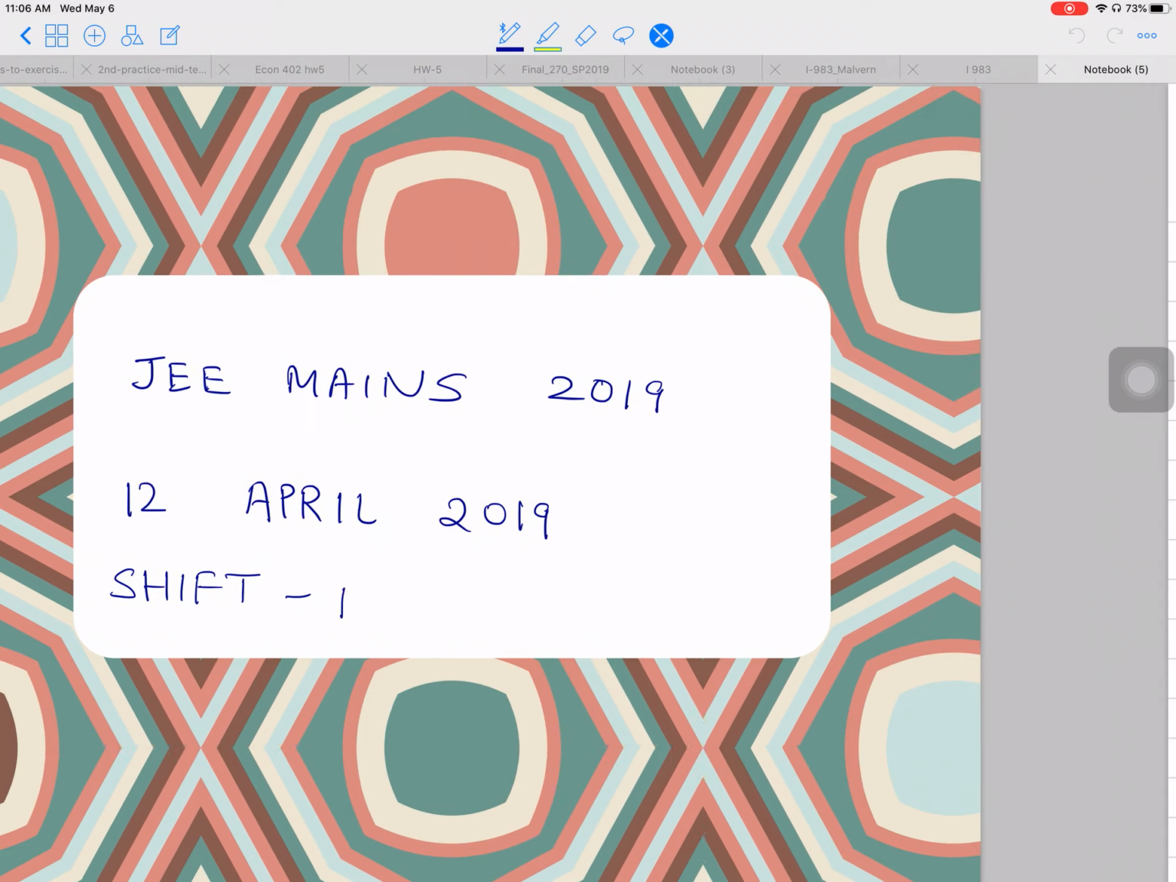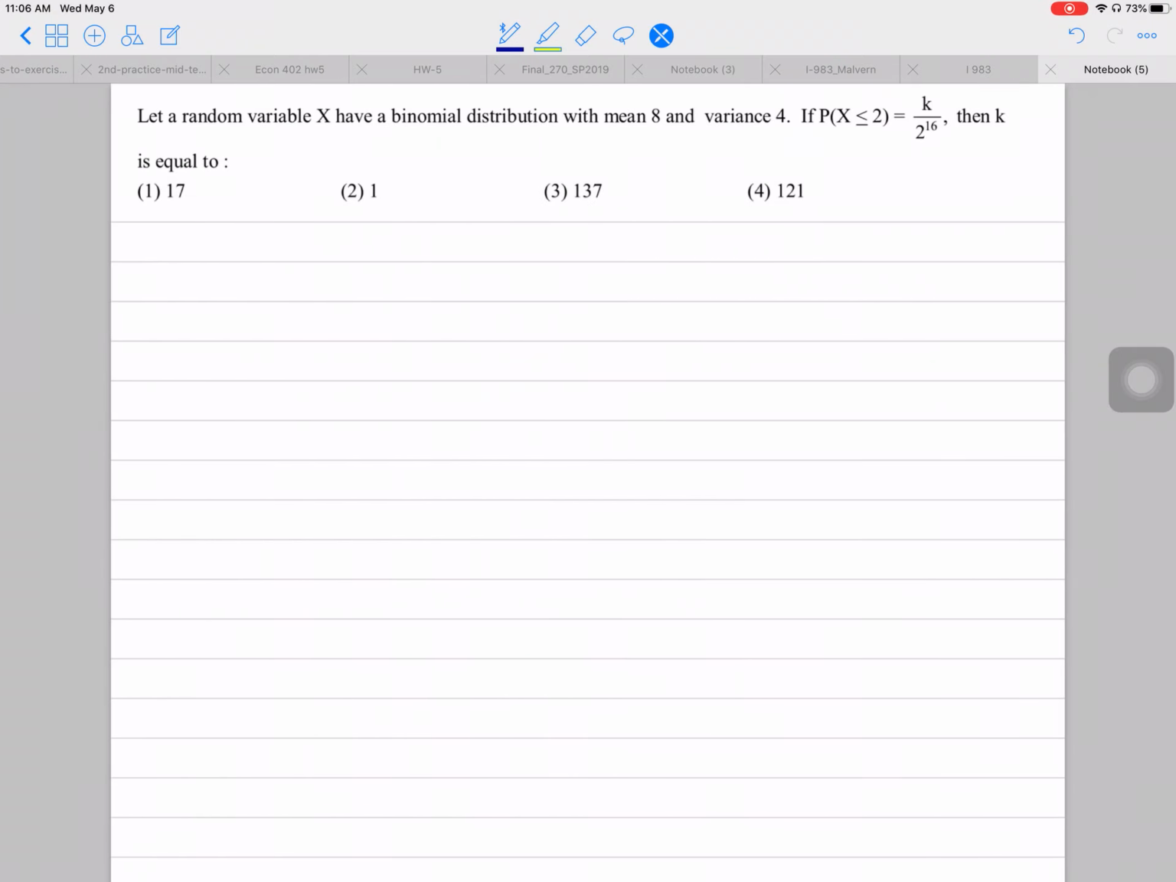So let's begin. Let a random variable x have a binomial distribution with mean 8 and variance 4. If the probability that x is less than or equal to 2 is equal to k over 2 to the power 16, then k is equal to.